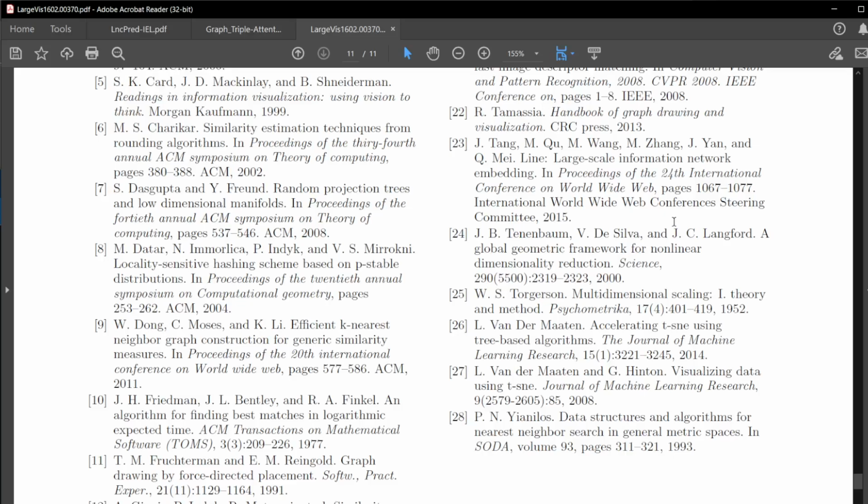26. L. van der Maaten. Accelerating t-SNE using tree-based algorithms. The Journal of Machine Learning Research, 15(1), 3221 to 3245, 2014. 27. L. van der Maaten and G. Hinton. Visualizing data using t-SNE. Journal of Machine Learning Research, 9(85), 2579 to 2605, 2008. 28. P. N. Yianilos. Data structures and algorithms for nearest neighbor search in general metric spaces. In SODA, volume 93, pages 311 to 321.